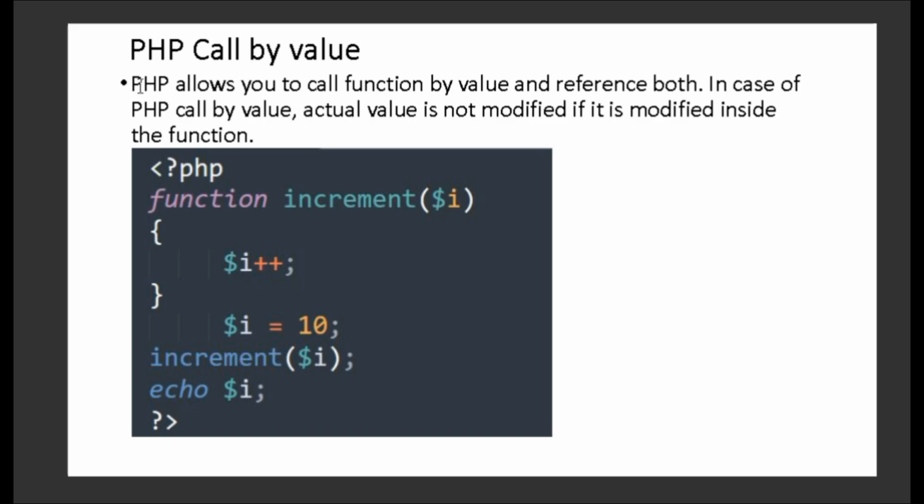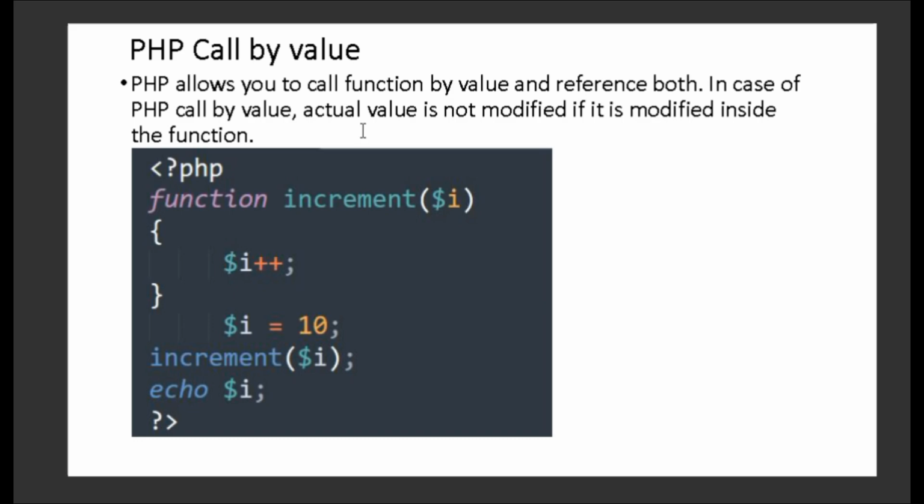The next topic is PHP call by value. PHP allows you to call a function by value and by reference both. In case of PHP call by value, the actual value is not modified if it is modified inside the function. This means when you pass a variable by value, PHP sends a copy of the variable to the function. Changes made inside the function do not affect the original value.